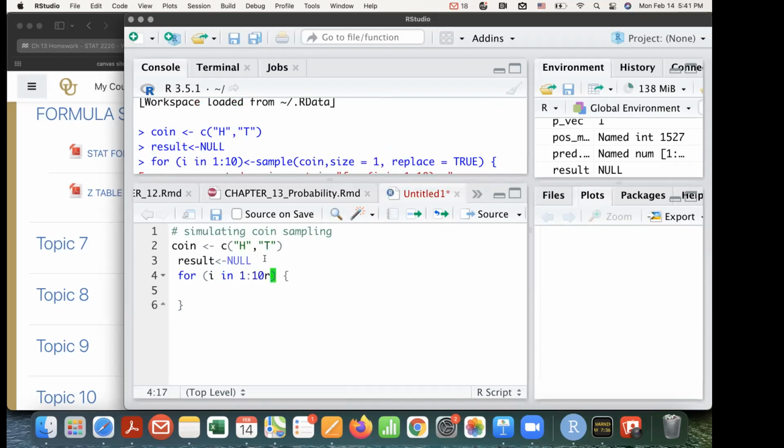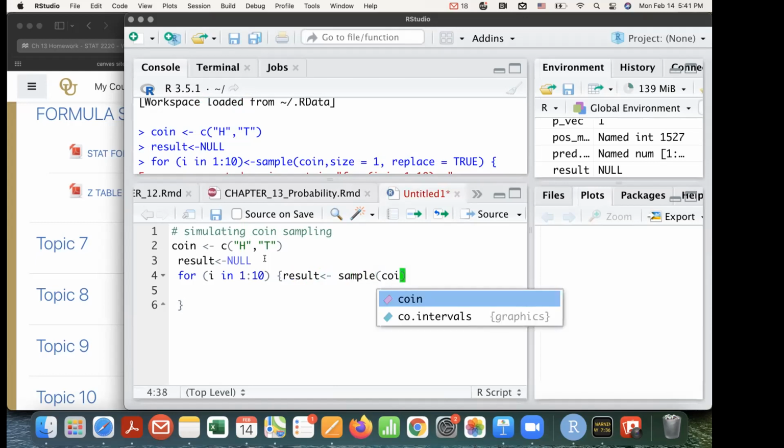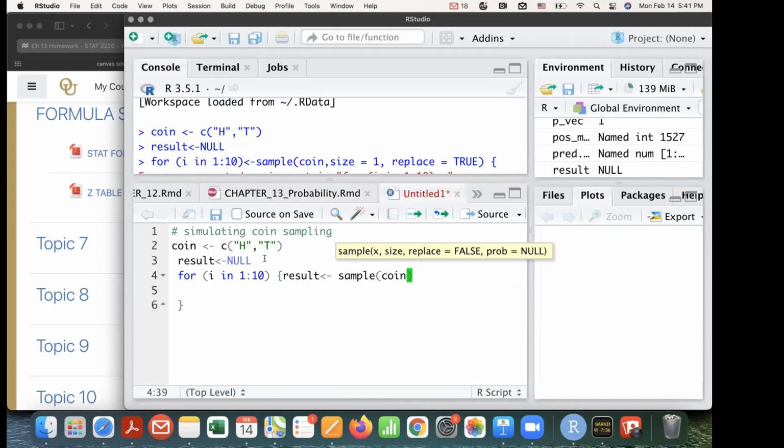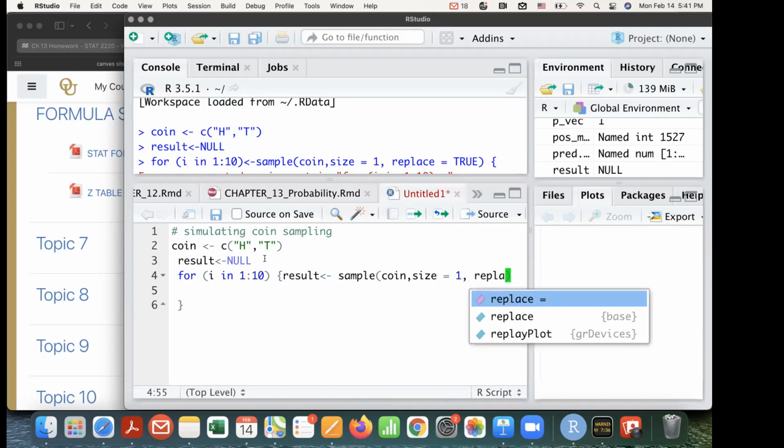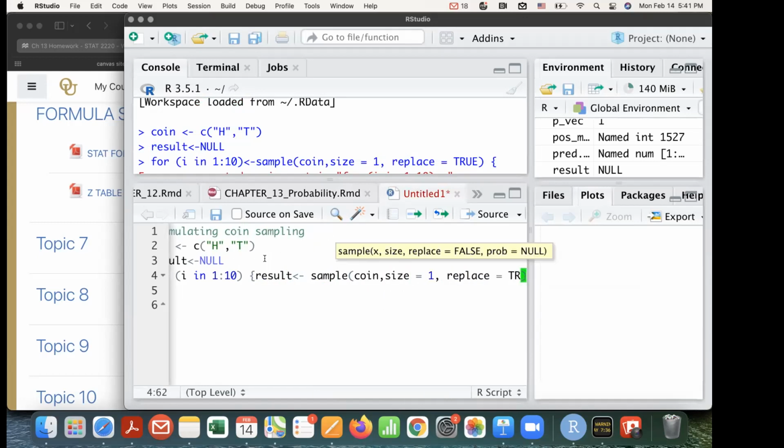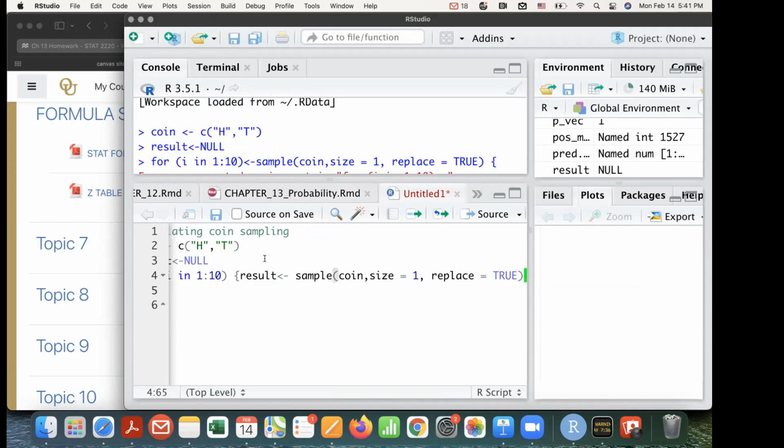1 to 10, it's gonna be the result. The result, sample one time. x is coin. Size equals one. Replace, it's true. You can do prob equals NULL, which I'm not gonna do. It's fine.